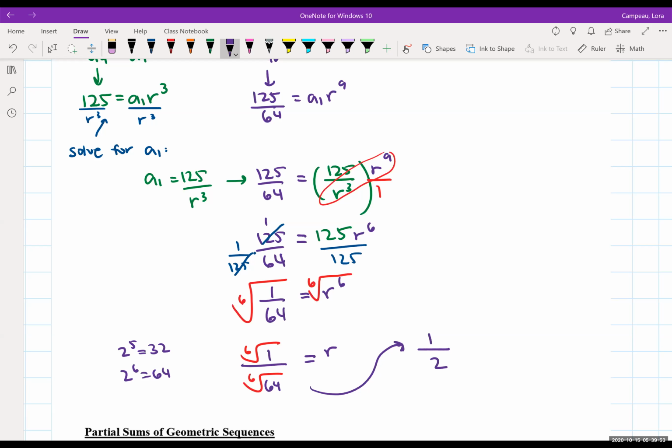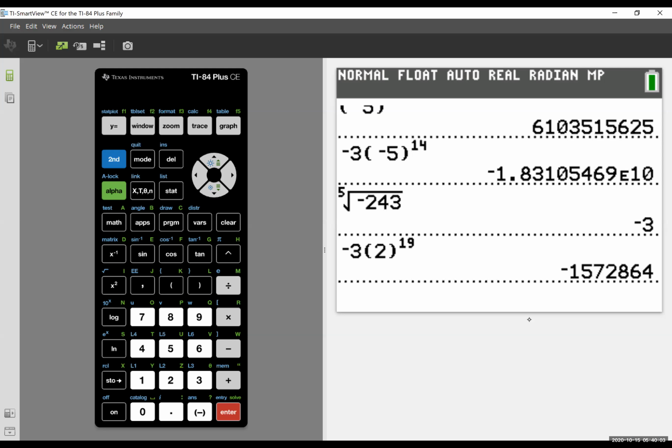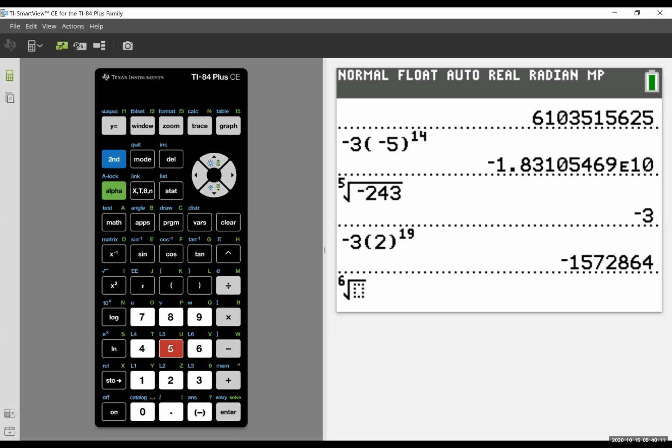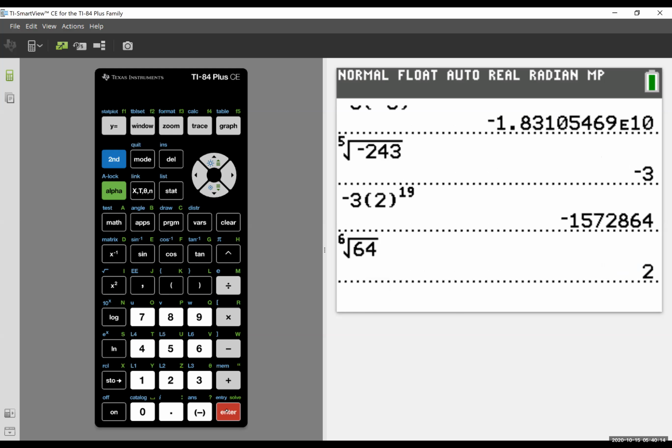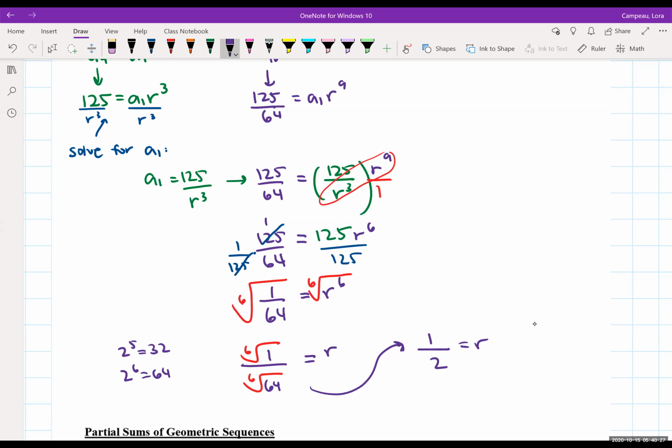But we can check if you'd like. You want to go to the TI really quick? Sometimes you don't believe me. I get it. Now you want to find the 6th root of 64. We would press the 6 first, the math key, the x root key, and then we have 64. And voila, we do get a 2. So I always like to check myself just in case, especially when I take exams, because sometimes my mental math is not as sharp when I'm nervous.